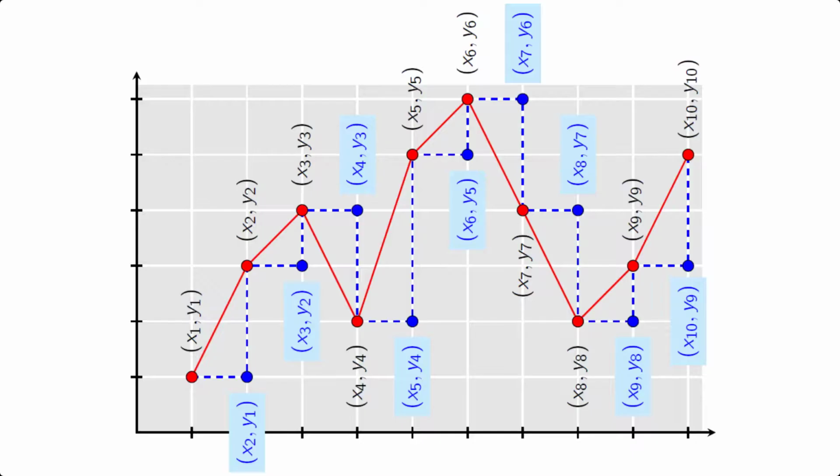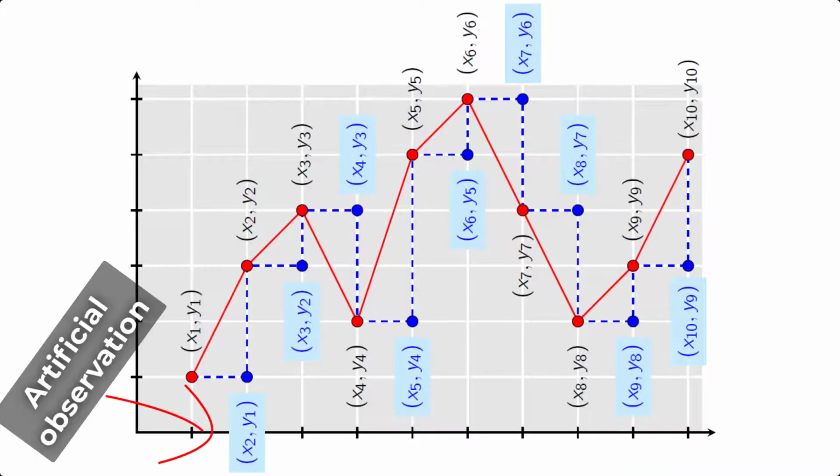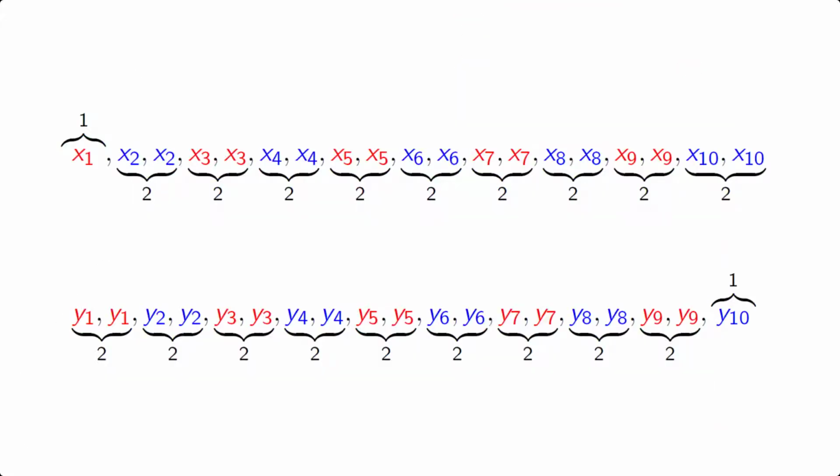In order to make the step chart, we need to generate artificial observations. Take a look at the x values and the y values. For the x values, we need to duplicate every single observation with the exception of the very first observation. x1 appears once, x2 appears twice, x3 appears twice, and all the way up to xn.